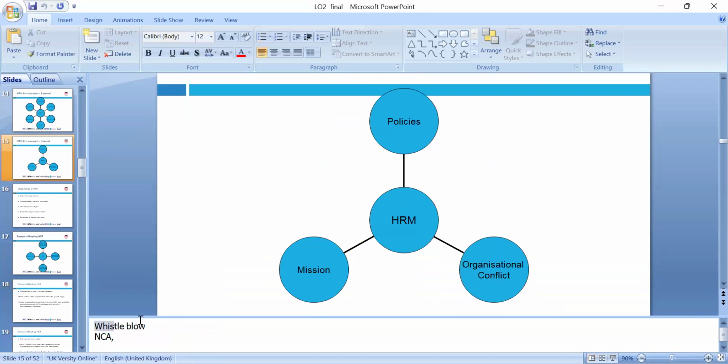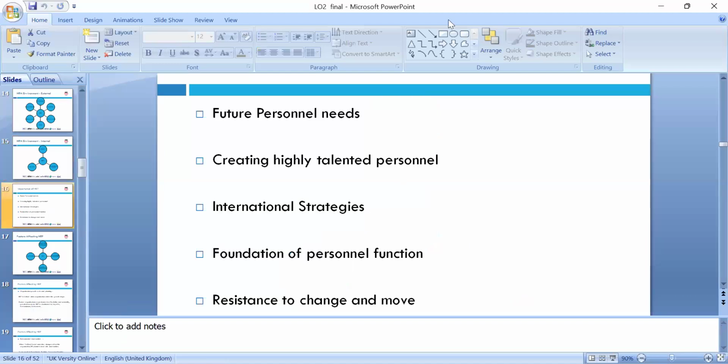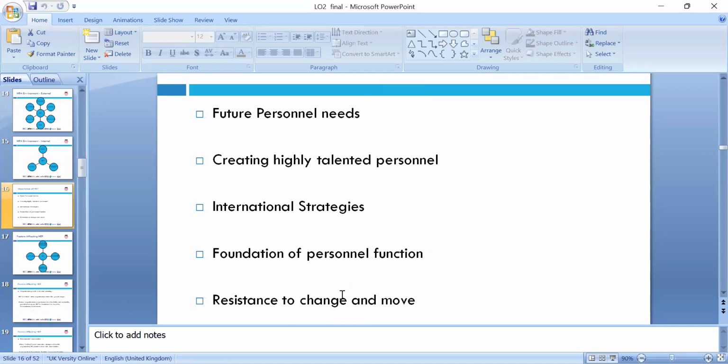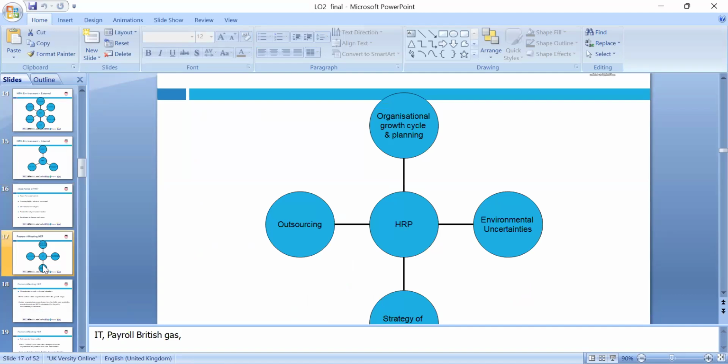We have the NCA, National Crime Agency. If the companies are involved in criminal activity, we can make a complaint to them as well. For the future, personnel needs, we can create high-talented personnel, international strategies, the foundation of personnel function, and resistance to change. Sometimes people do not want to change, because of culture, and they think, come on, what's the point? Why manage it?